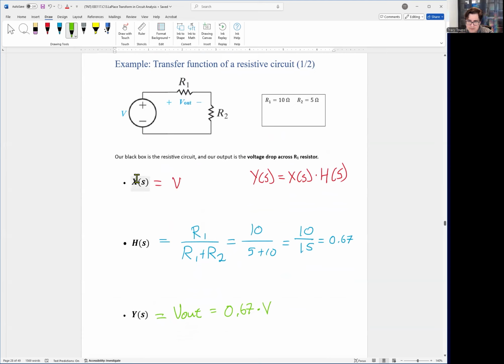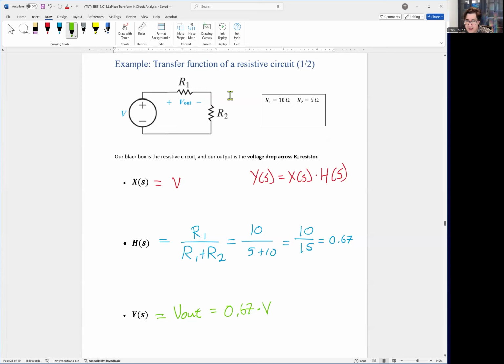What's our input? The input X of S is just this voltage source. Whatever this voltage source is, that's our X of S. Our H of S is the function of the circuit. Now, I know my output Y of S is across a resistor, V out.